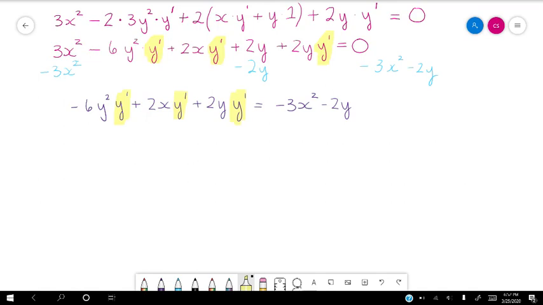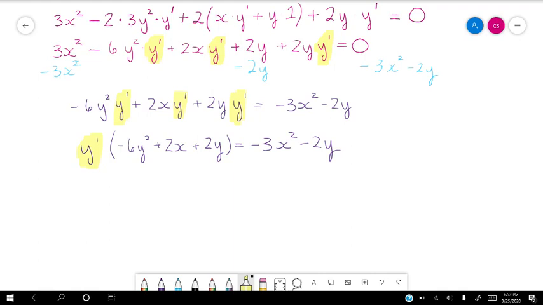And now that we have all of these terms on the left with y prime, we're going to factor out that y prime. So remember, factoring is like going through and dividing each term by y prime. And we're going to factor it out. And we're left with 6y squared plus 2x plus 2y. And it equals this. Okay, and again, feel free to highlight.